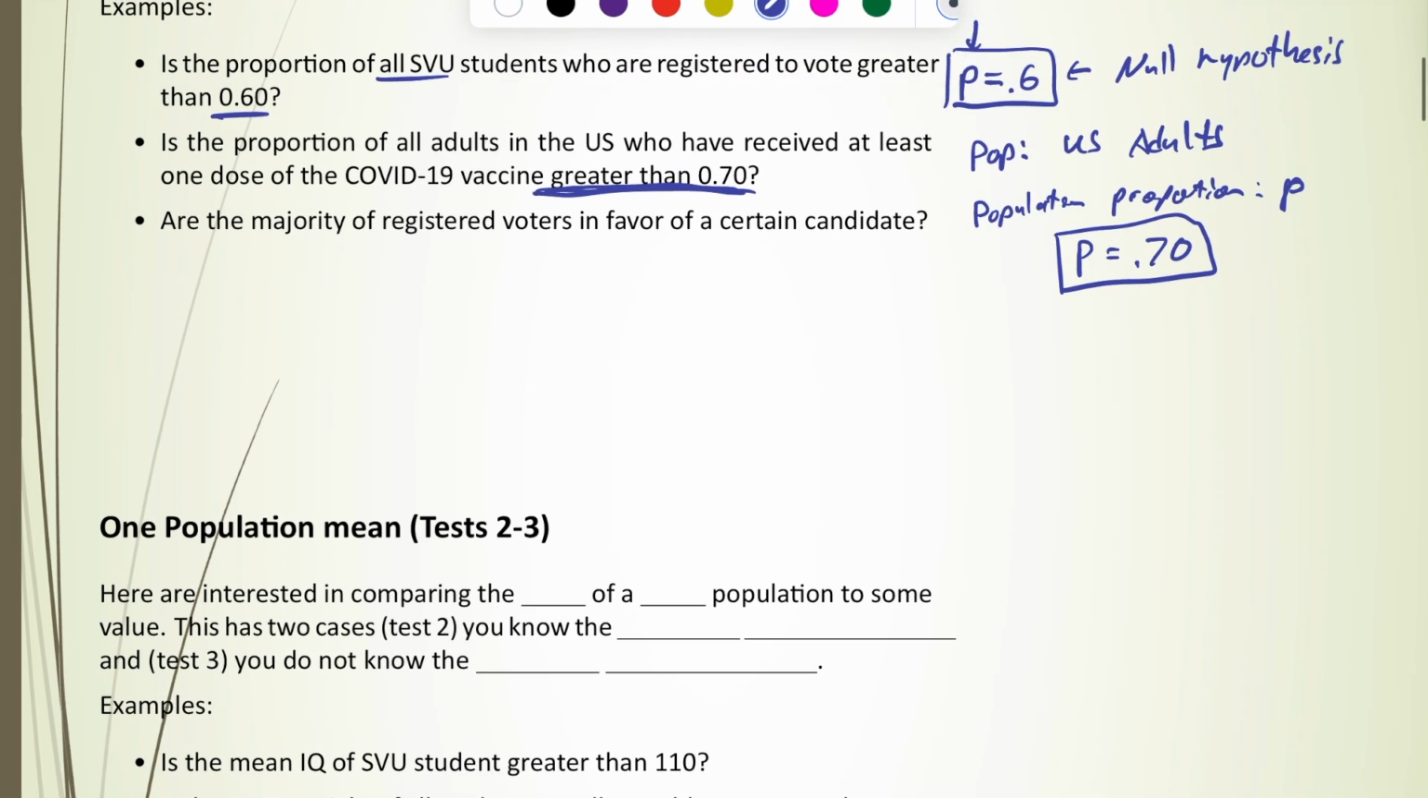Okay, are the majority of registered voters in favor of a certain candidate? Again, this majority idea is a proportion, and the null hypothesis is going to be that proportion equals 0.5. And we'll be able to test whether or not the proportion is greater than 0.5, which is equivalent to there being a majority.